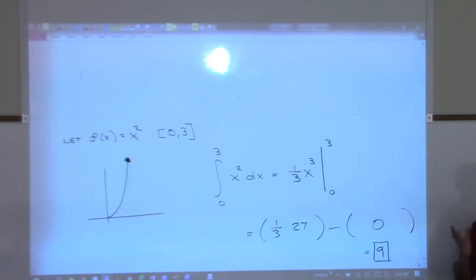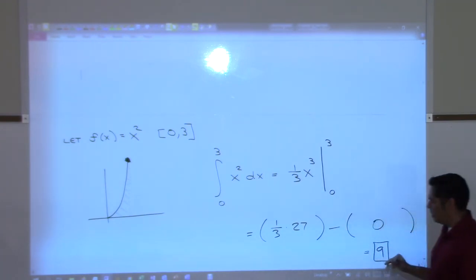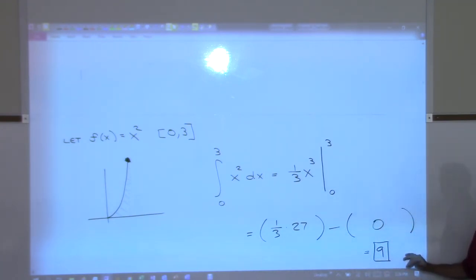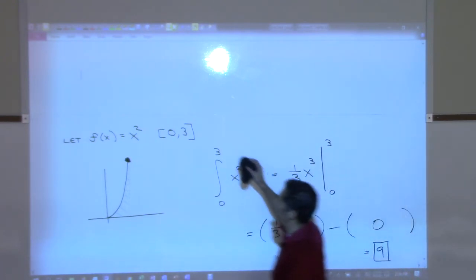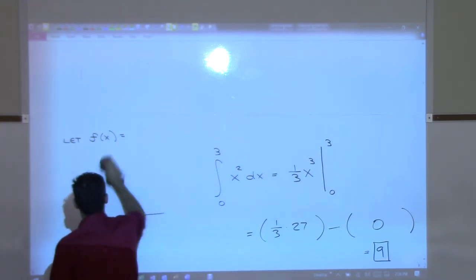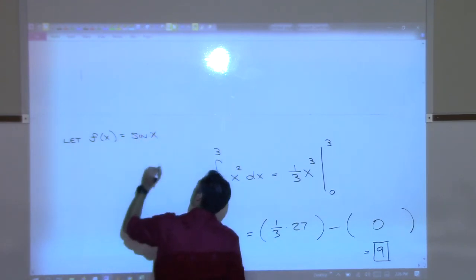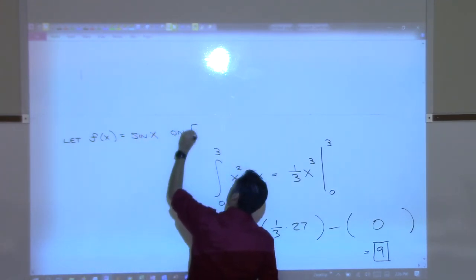We don't know what the units are here. It could be square inches, square miles, but the area is 9. Isn't that nice? I mean, if we believe that this is true, that's pretty nice, isn't it? Okay, let's do another one. One of my favorites, sine x on 0 to pi.